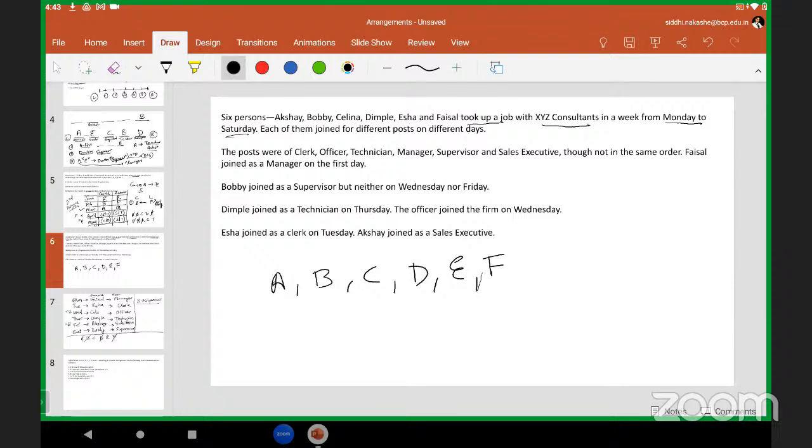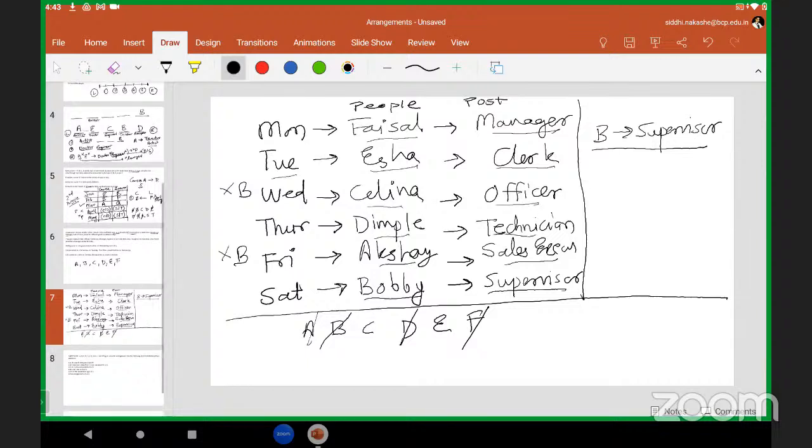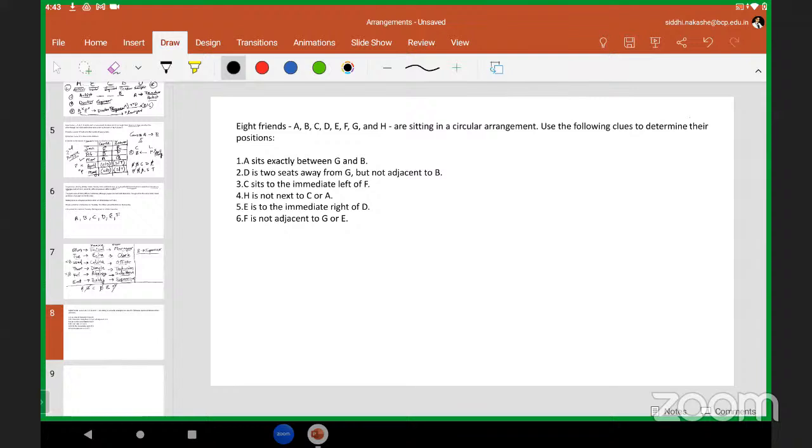So let's look at the conditions again. Bobby joined as supervisor, but neither Wednesday nor Friday. So the condition for Bobby is satisfied. The second condition was Akshay, sales executive, correct. Then Faisal, manager, first condition, correct. Now Isha on Tuesday as clerk, correct. And the remaining is Dimple and Selena, that is also correct. So we solved this puzzle. We'll move on to the next puzzle.